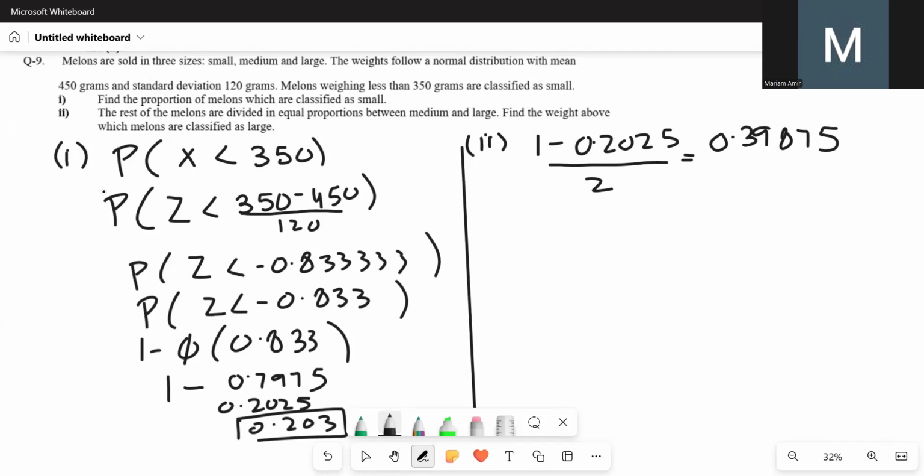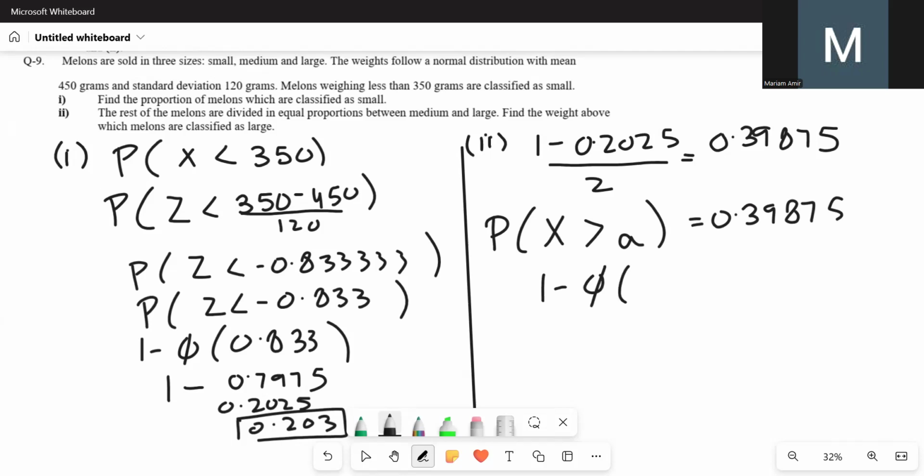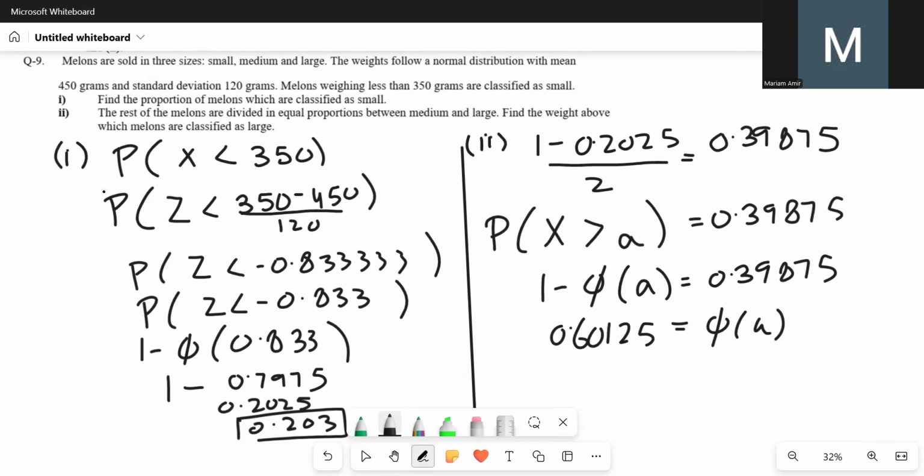Now, the rest of the melons are divided in equal proportions between medium and large. Find the weight above which melons are classified as large. So the probability X is greater than a certain number of grams A is equal to 0.39875, and we have to find this value of A in grams. So we're going to rewrite this as 1 minus Φ(A) equals 0.39875, which is rewritten as Φ(A) equals 1 minus the answer, which gives us 0.60125.